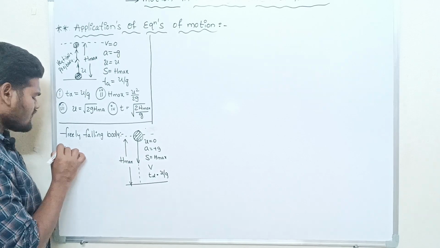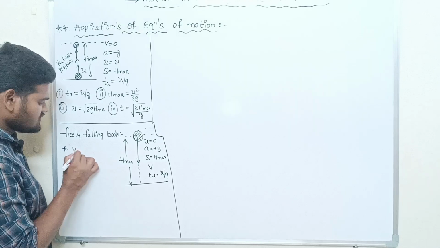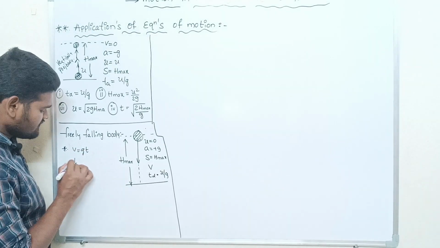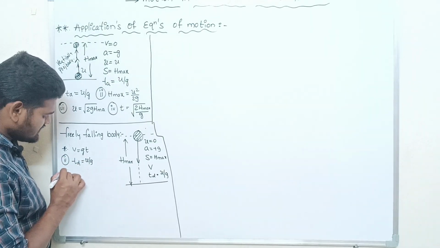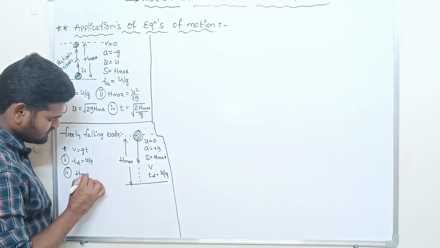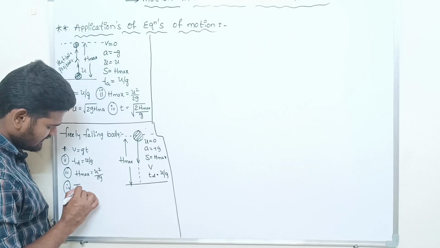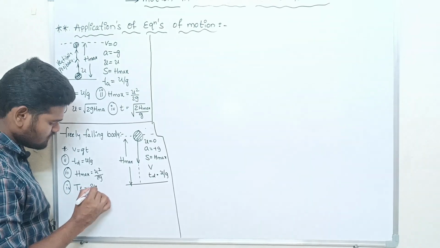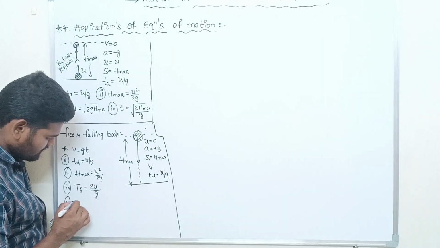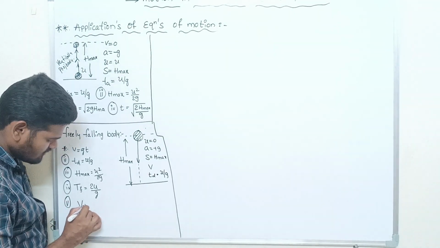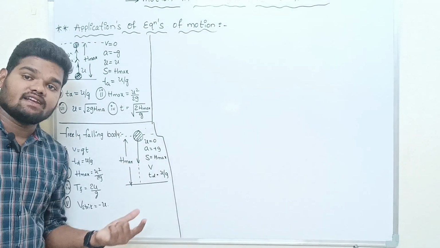After substituting these quantities in the equations of motion, we got v is equal to gt. The time of descent is equal to u by g. Again, the displacement H maximum is equal to u square by 2g. The fourth one, time of flight tf, is equal to u by g plus u by g, that is 2u by g. The fifth one is the velocity of striking, which is equal to minus u. So all these things we have discussed in the previous lecture.